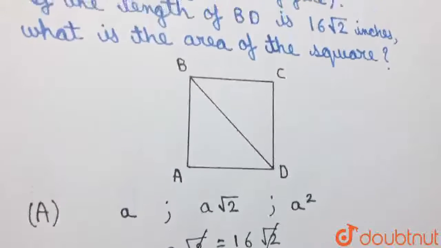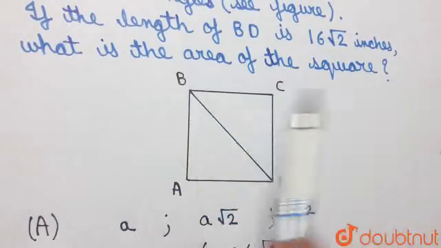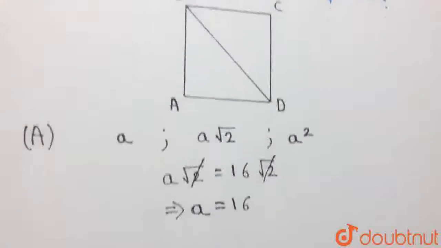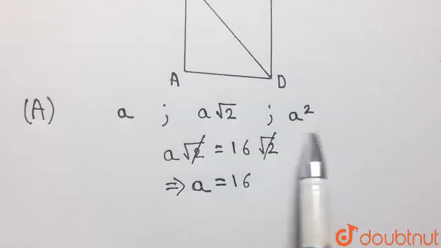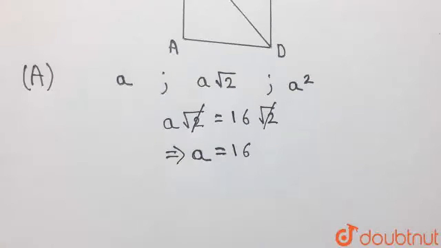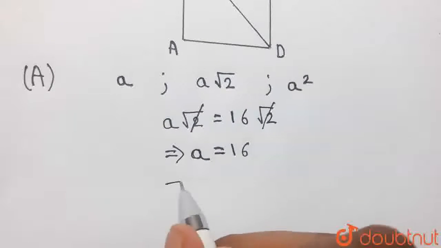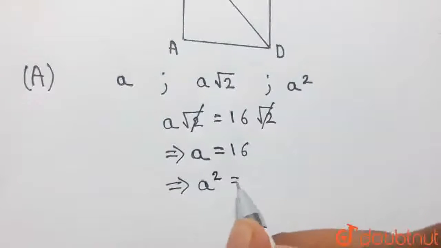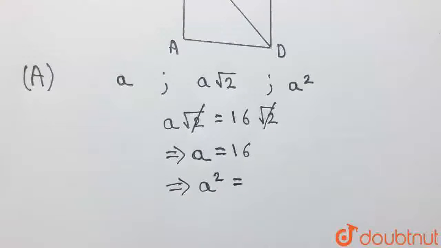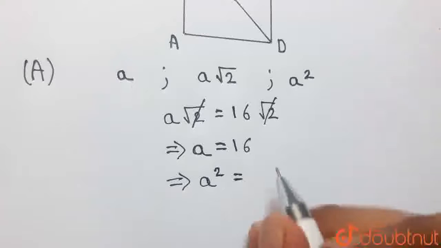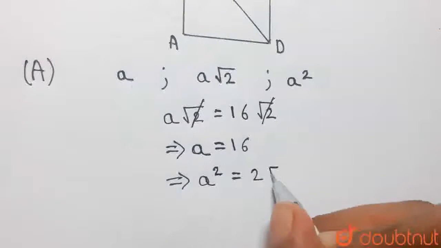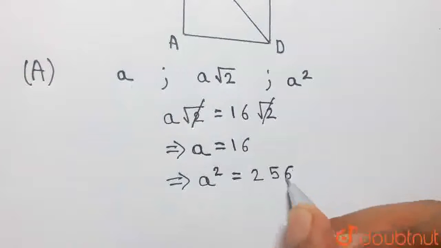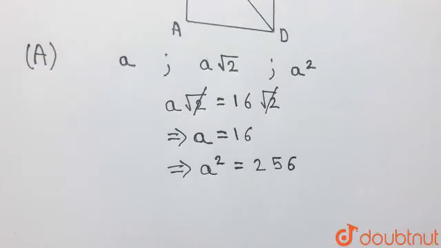Now as the question wants us to find the area of the square, we have to find the value of A square. So simply squaring both sides of this equation, we can write A square to be equal to 16 square, and 16 square when calculated comes out to be 256. So we can conclude that the magnitude of the area of the square is 256.